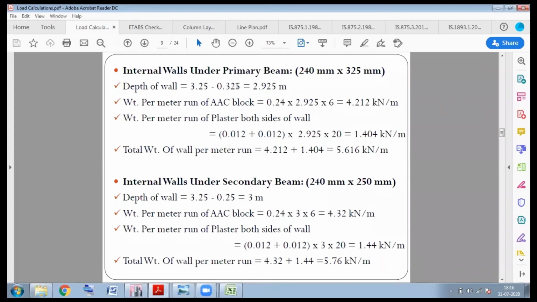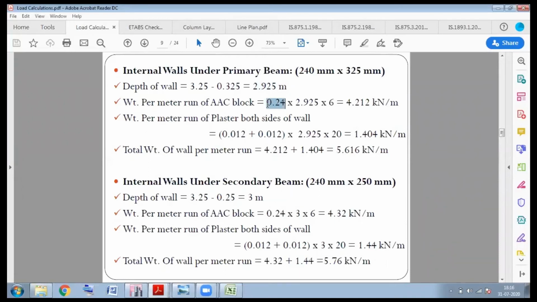The wall will be constructed up to the bottom portion of the beam. The depth of the beam is 325 mm, so I just subtracted 0.325 from the height of the floor. 325 is nothing but the depth of the beam. So we have the total height of the wall, 2.925 meter, and the weight per meter run of AAC block.